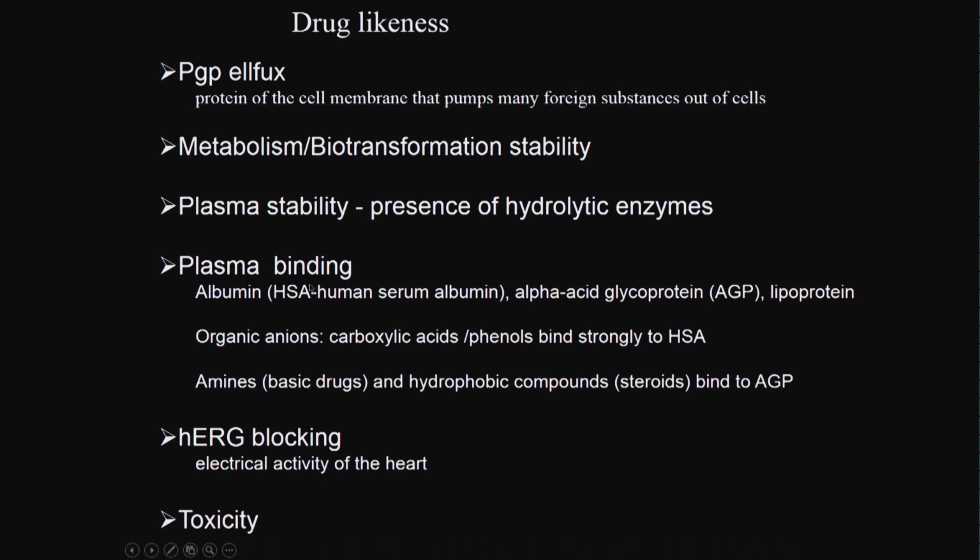Plasma binding: there are a lot of proteins in the plasma like human serum albumin, alpha acid glycoprotein, and lipoprotein. So, organic anions like carboxylic acids and phenols bind strongly to human serum albumin, whereas amines and hydrophobic compounds bind to AGP, and steroids also bind to AGP. So, the bioavailability of the drug may go down.